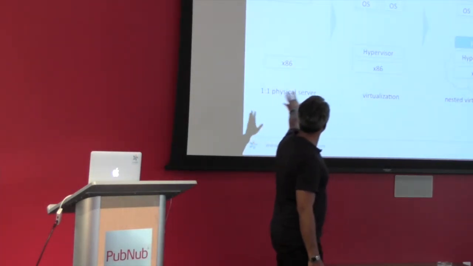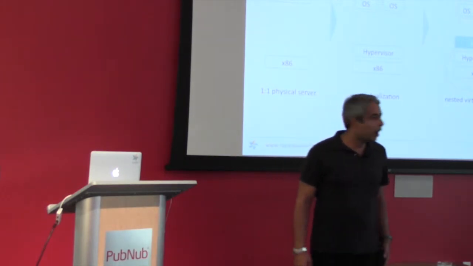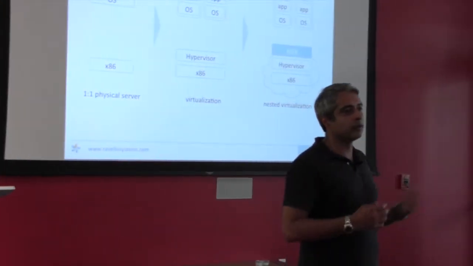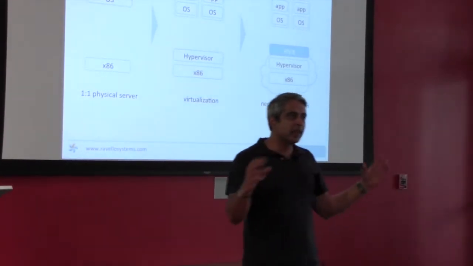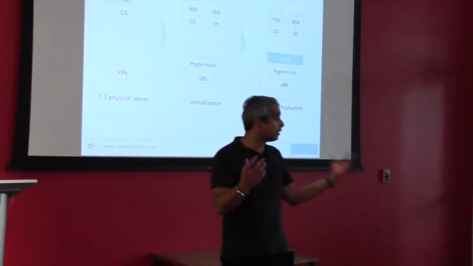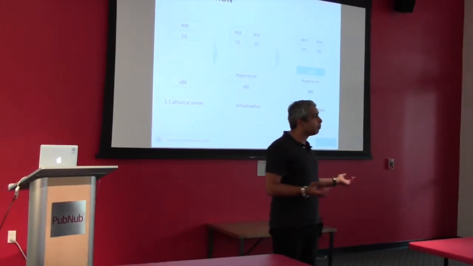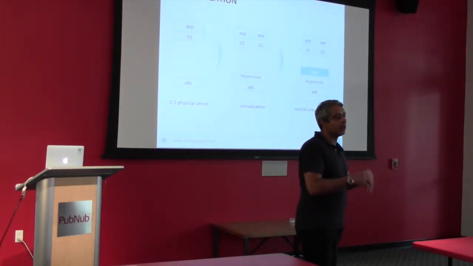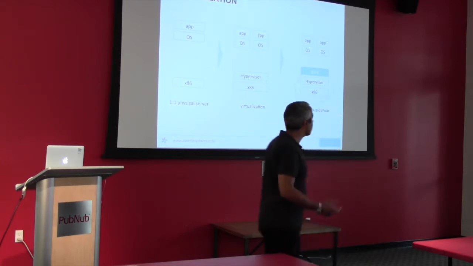So if you focus on how things have evolved, on the left you'll see what we used to all do 20 years ago, 15 years ago. You have an x86 server or a desktop for that matter. You run an operating system on it. That operating system runs one application typically, and that's it. That was the computing paradigm.